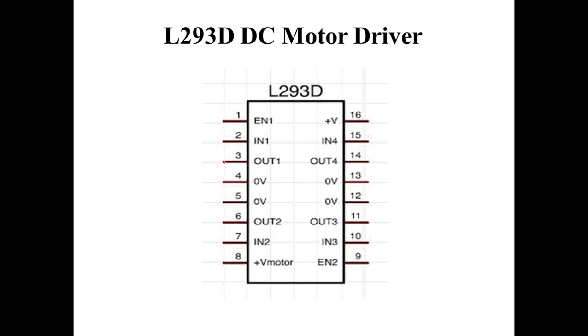So to identify the numbers, we need some identification, and that identification is that there will be a notch provided on the hardware of this IC. By considering this notch, the pin to the left of the notch will be number 1, then 2, 3, 4, 5, 6 and so on up to 16.